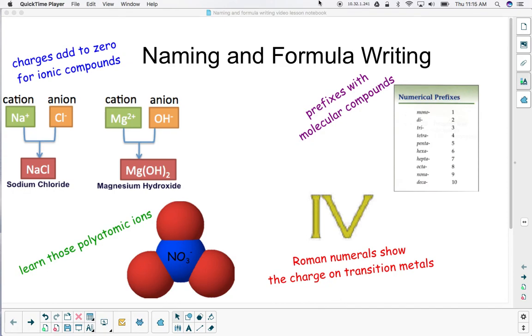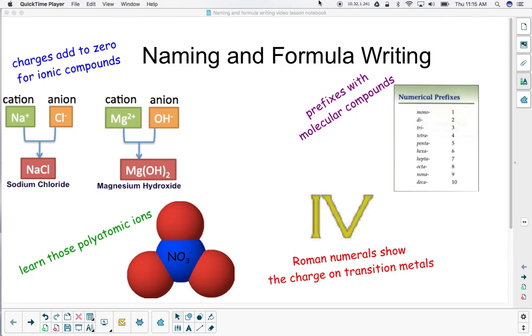This is a review of naming and formula writing for both ionic and molecular compounds. This front page here has some important reminders for you. Things like charges add to zero for ionic compounds, which is why sodium chloride is NaCl, but magnesium hydroxide is MgOH2. Remember that you can only use your prefixes with molecular compounds, and you should know those prefixes.